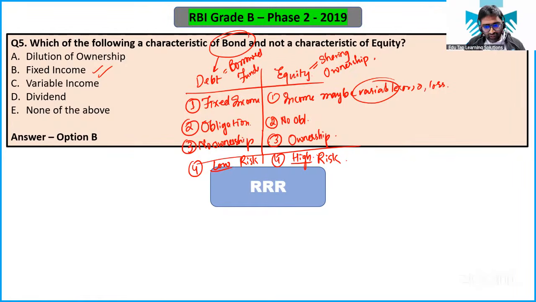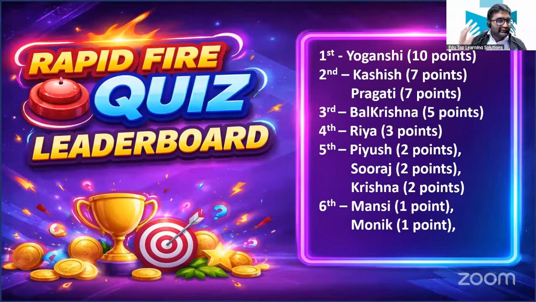Now moving ahead, here is our leaderboard. We have new entries in the leaderboard. Yoganshi, day before yesterday, she was on YouTube. Now she has jumped directly into the leaderboard and to the top position. So Yoganshi with 10 points is at the top. Kashish and Pragati are at the second position with 7 points. Balkrishna, congratulations, 5 points. Riya, 3 points. Piyush, Suraj, Krishna, all of you are at 2 points, and others, Mansi and Monica at 1.